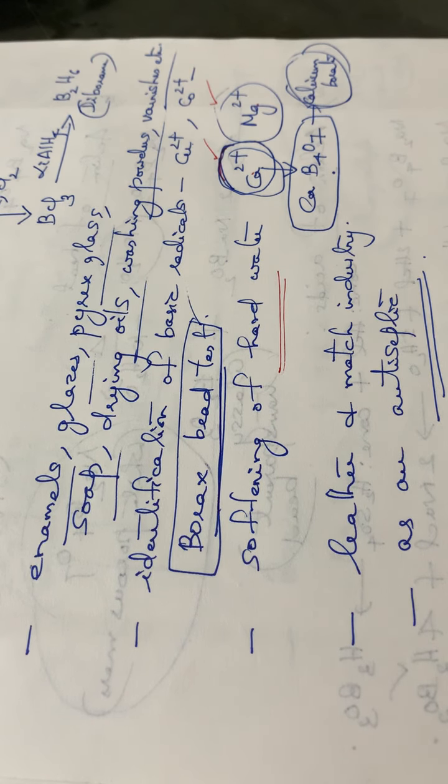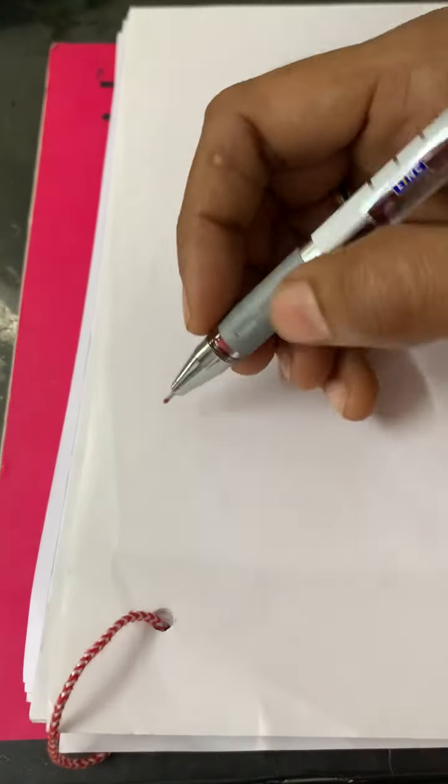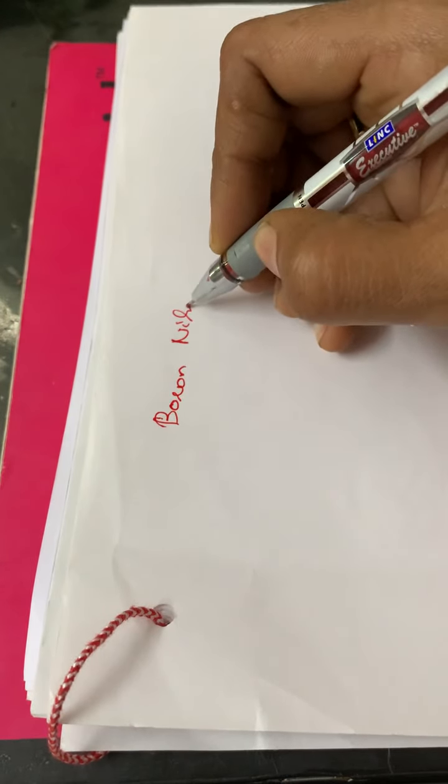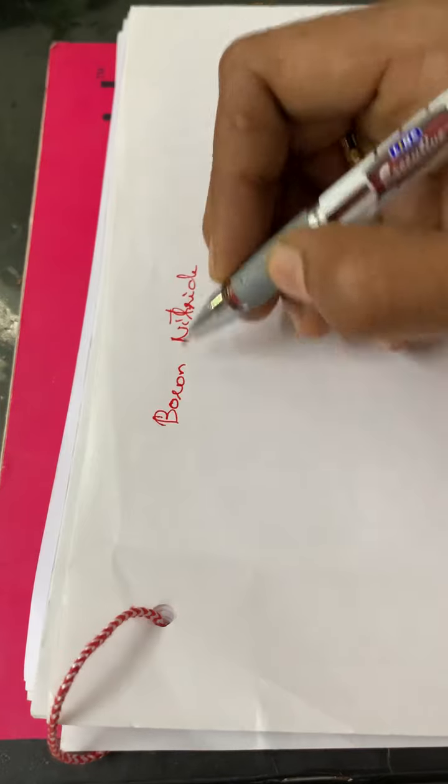Then the next compound we have to go through is boron nitride. Boron nitride, that we can do as a next session. Okay.